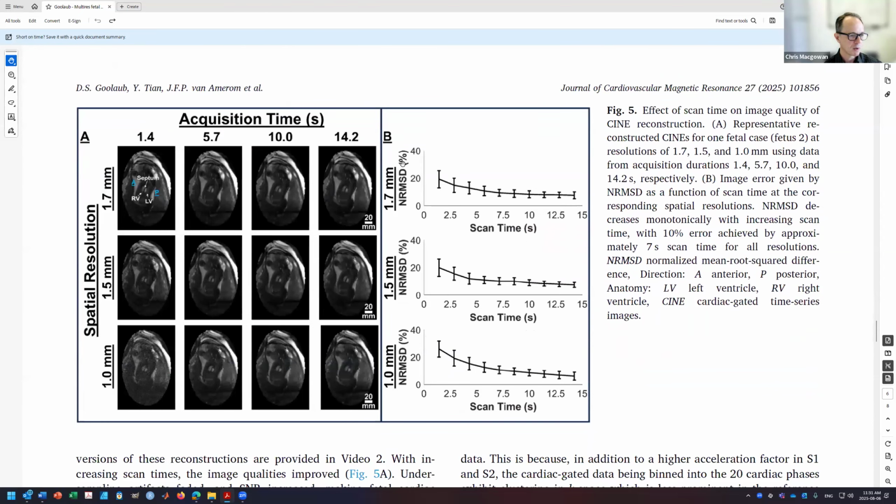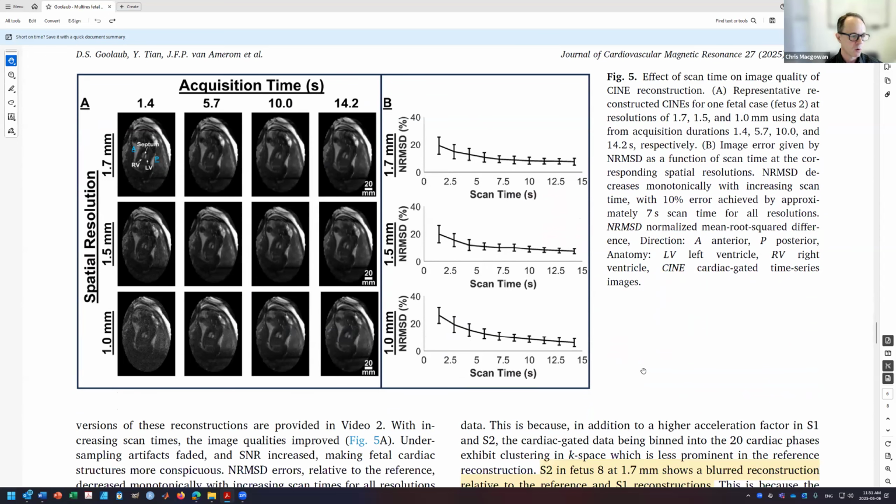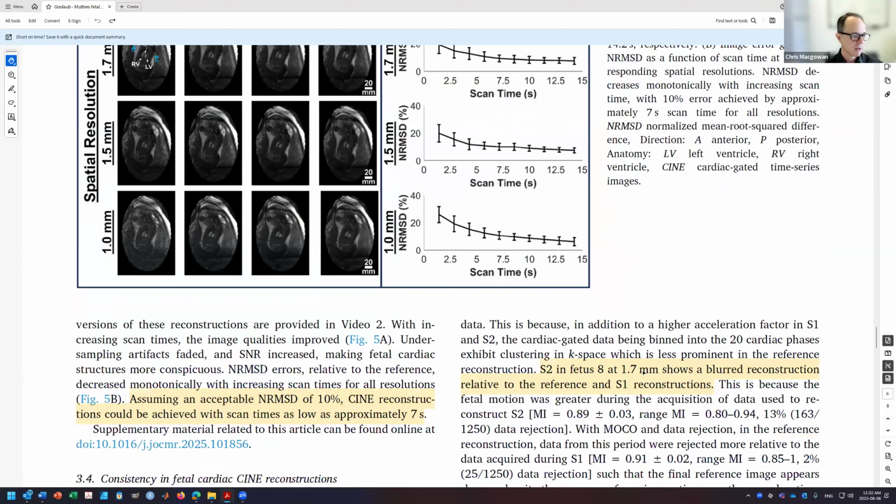These show examples of how, as you increase the amount of data used to reconstruct the image, here with acquisition times ranging from 1.4 seconds up to 14.2 seconds, by the time you reach about 7 seconds of acquisition you start to reach a steady comparison with the total scan. This gives us a sense of what the minimum data collection time might be for generating a high quality image at these spatial resolutions.